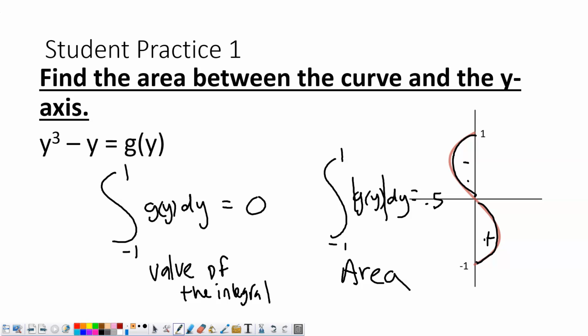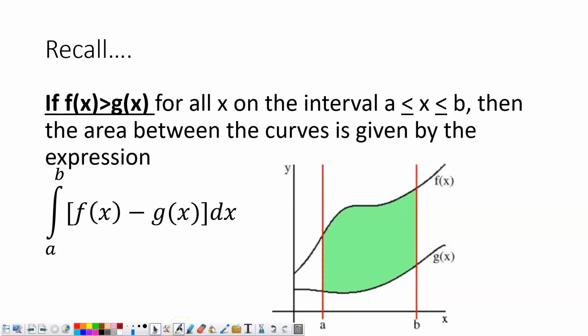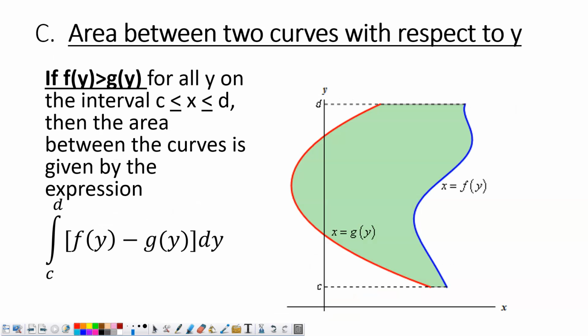All right, so this is yesterday's lesson. You guys remember how it was top minus bottom to find area between two curves? Well, when you're doing functions with respect to y, it's not top minus bottom. What is it? Right minus left. So the function on the right minus the function on the left. Okay?